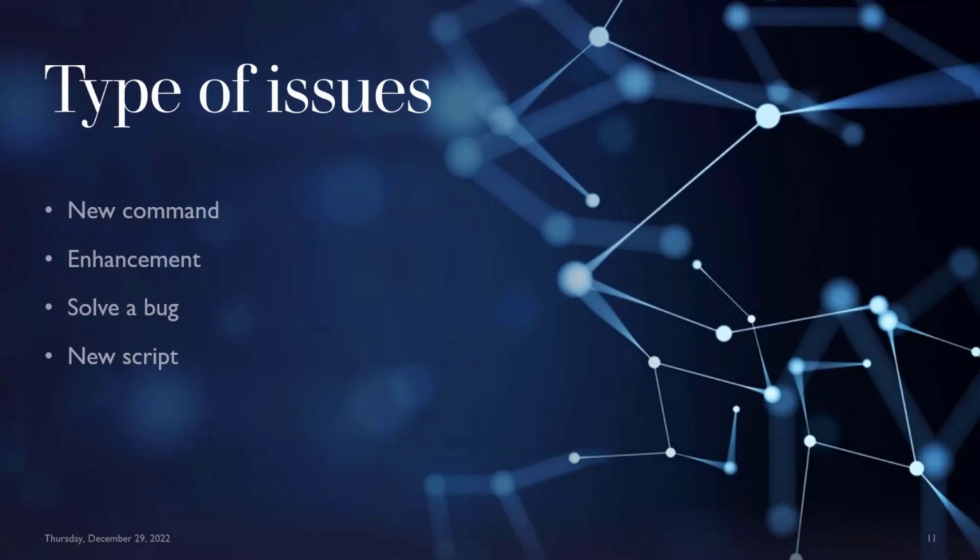What types of issues are there that you can take to solve? Well, there are actually 4 types. The first one is the new command, usually proposed by one of the maintainers. A new command is always quite straightforward because it is always discussed with the whole community before a new command is opened to be solved.